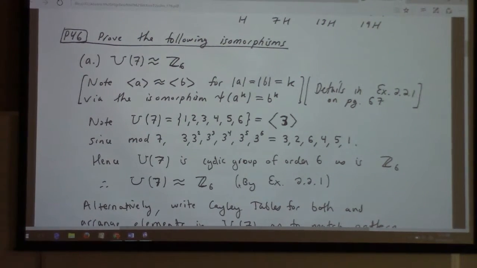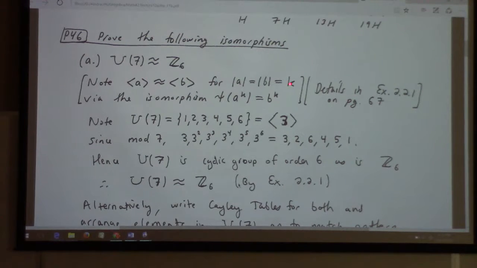Prove the following isomorphisms. Oh, yeah, so here we go. U7 and Z6. What I did was I noticed that these are both cyclic groups of order 6. This is generated by 3. Being that they're both cyclic groups of order 6, that means they're isomorphic. Oh, you can just say that? Yeah, and here's the proof if you forgot. Here's a self-contained proof.